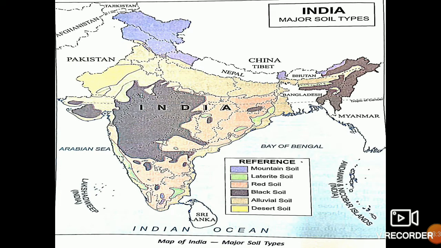So here we have studied the mountain soil in the north, very little laterite soil, black soil, alluvial soil only in the northern plains, and the desert soil in Rajasthan.